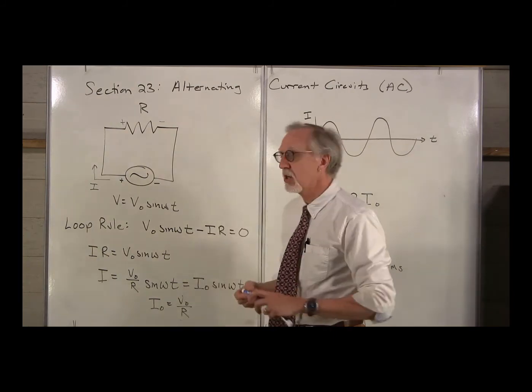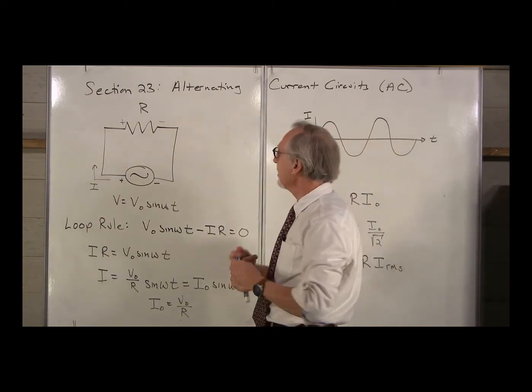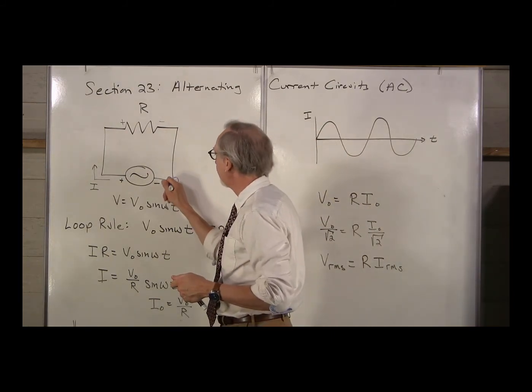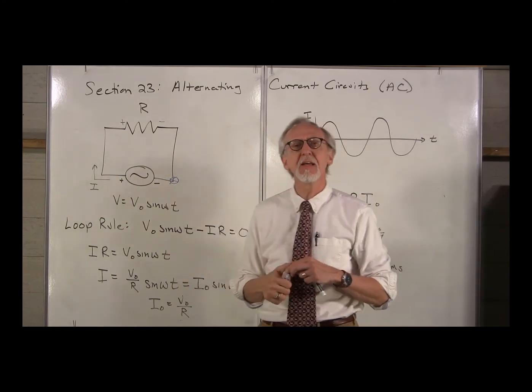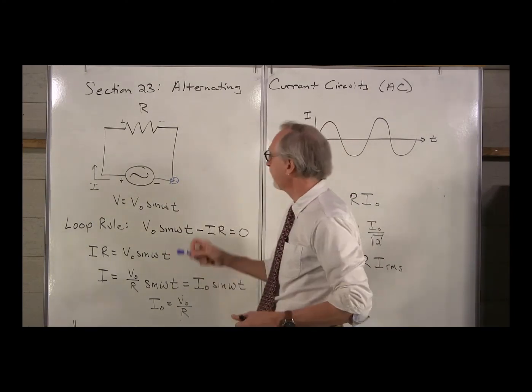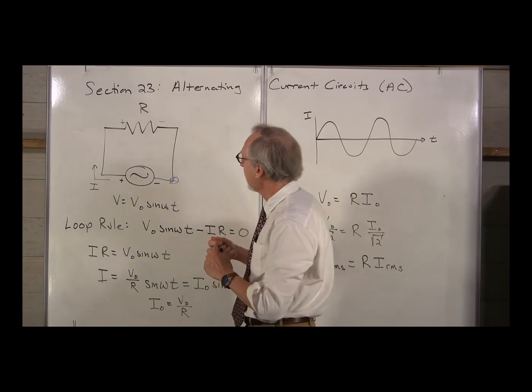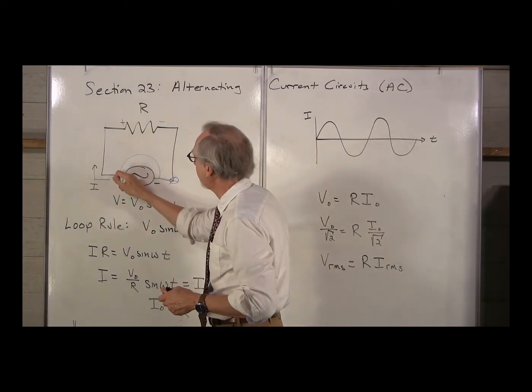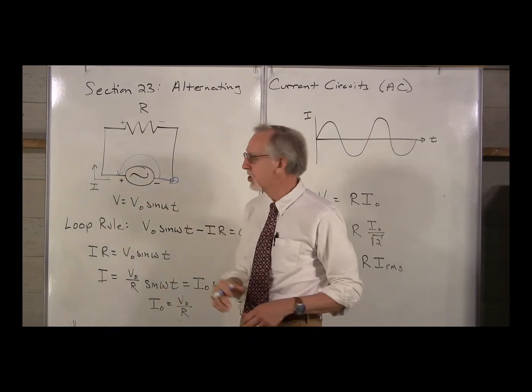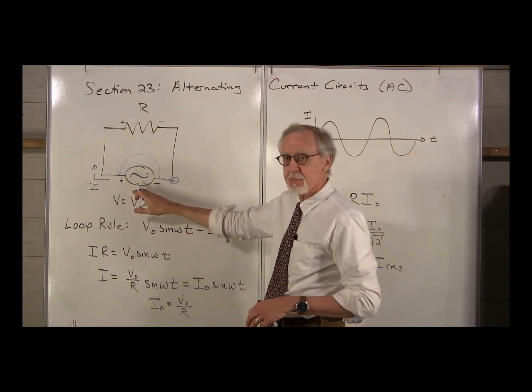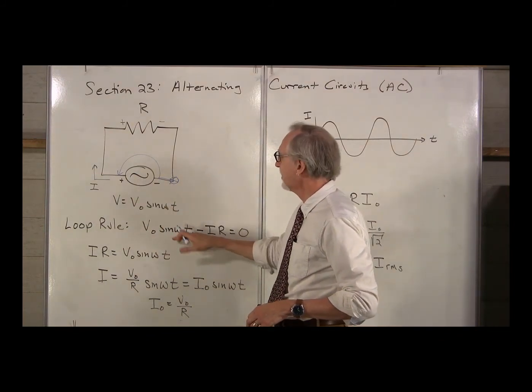Let's start our loop, Kirchhoff's loop rule. Let's start our loop over here and go around the loop, and we'll go around in a clockwise direction. Starting here, we jump across the power supply. What's the change in the voltage? Well, that's the voltage of the power supply, V0 sine omega t.